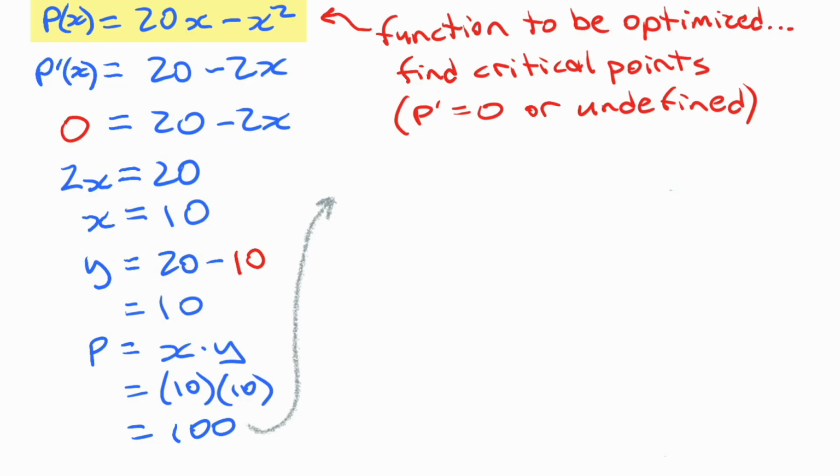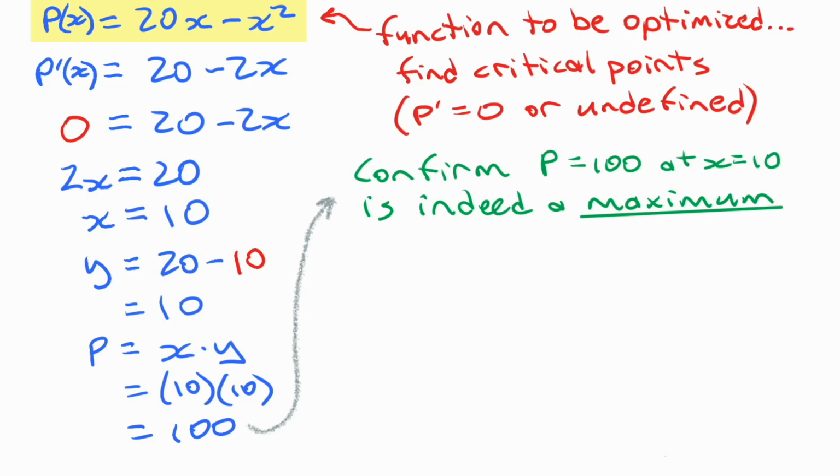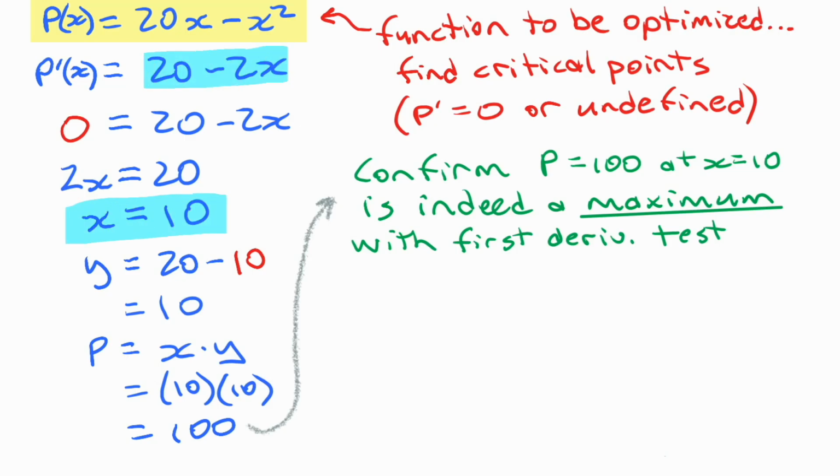But if you want to confirm that the product is 100 when x is 10, that it is indeed a maximum, you could use the first derivative test that you've used before, right? You could check a point on either side of x is 10 in the derivative, right? You could check to the left of 10.